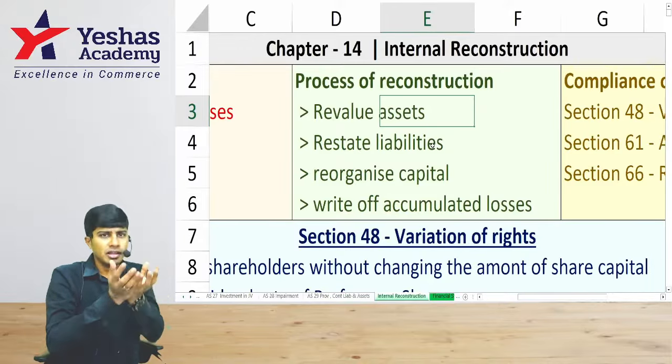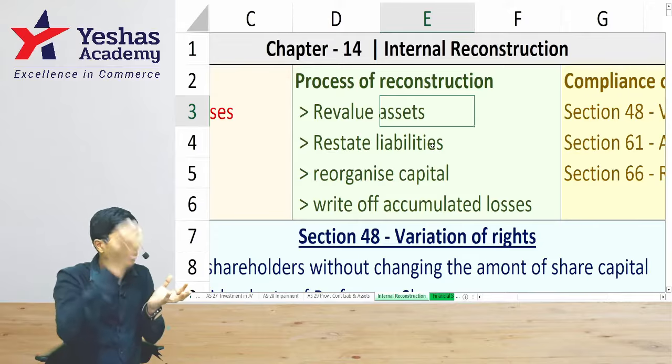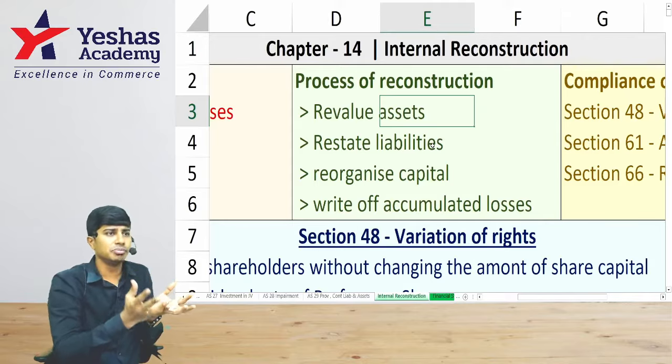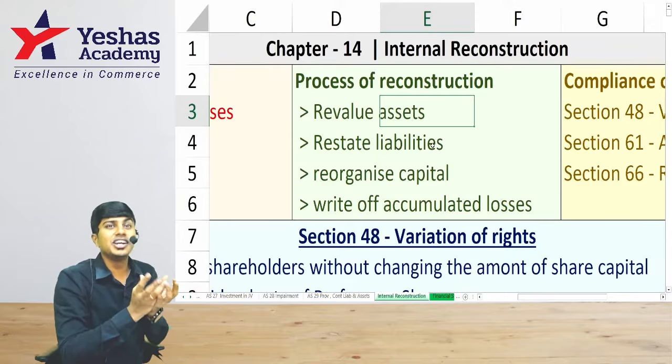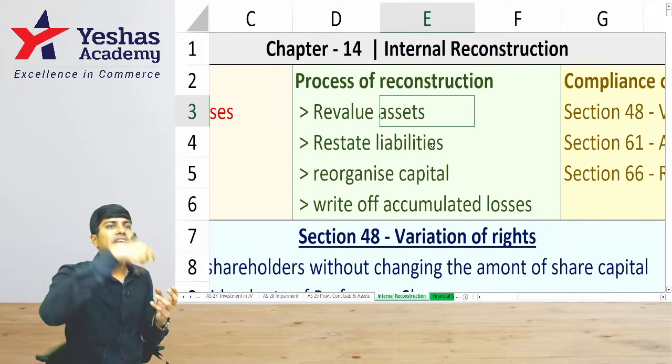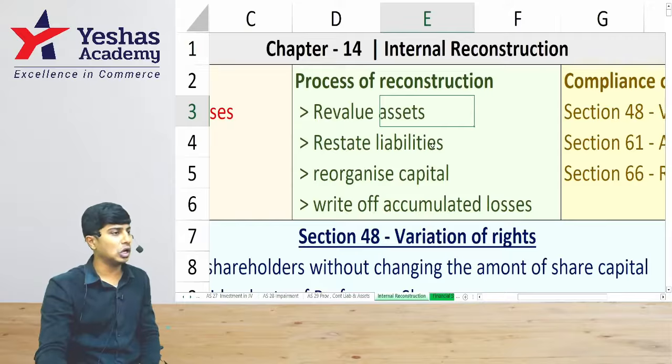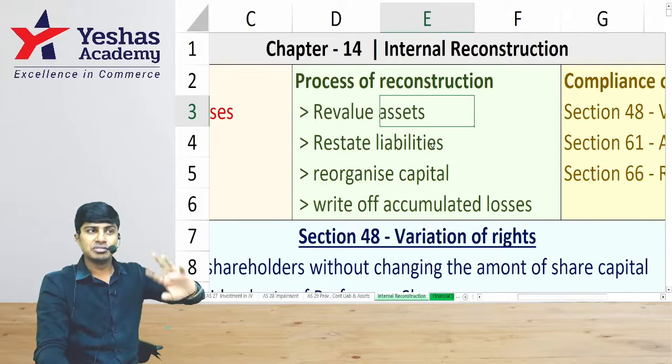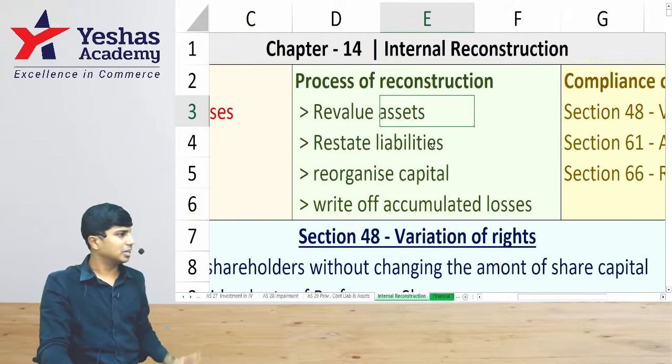Shareholders will put something, debenture holders will put something, creditors will put something. That pooled fund credit, whatever is there, will be used to write off the overvalued assets and accumulated losses, and if there is still something left, that will be capital profit, capital reserve.